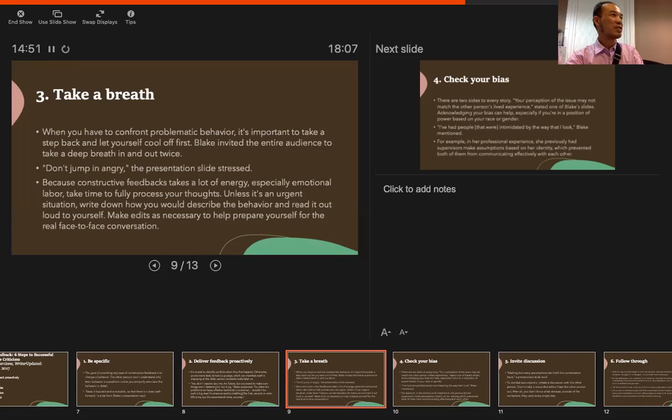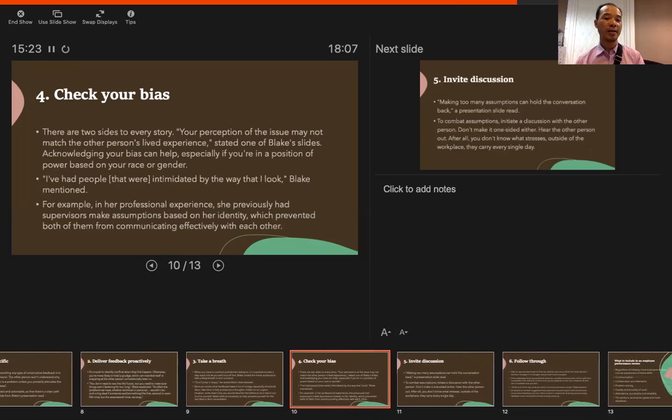Another thing is to check whether it would be ridiculous, whether it will be bad for anyone. So write down, describe the behavior, and read it out aloud. Edit as necessary. When you go into a face-to-face conversation like this, you might not fight each other because you take a breath. And then check your bias.